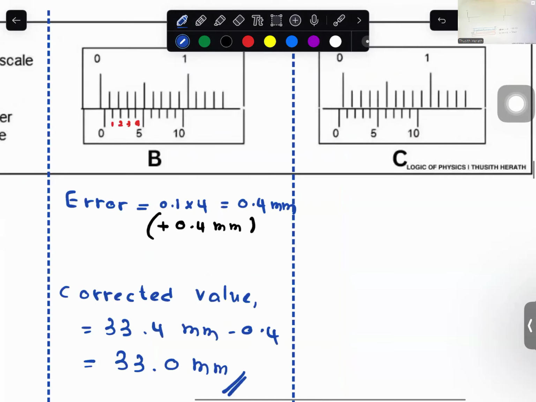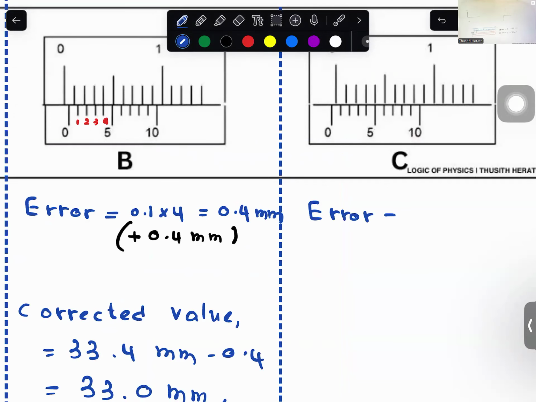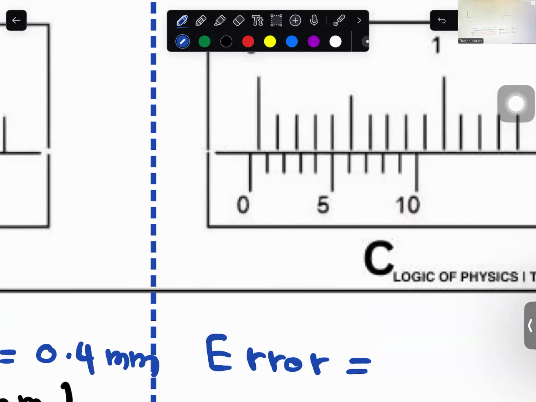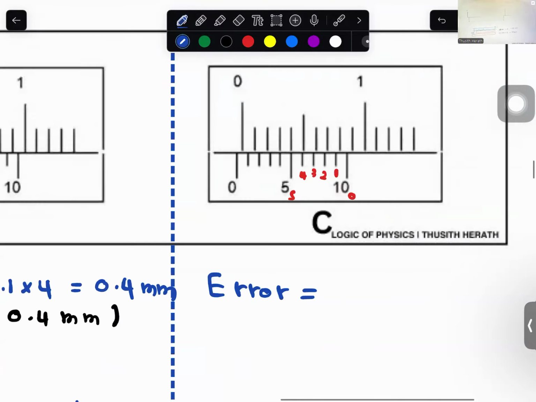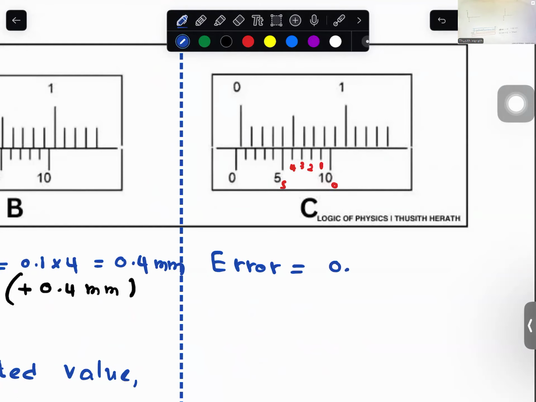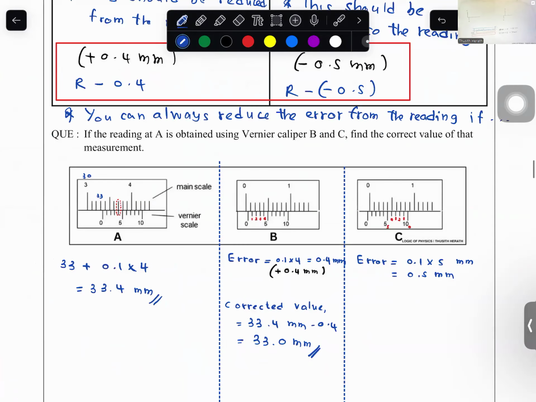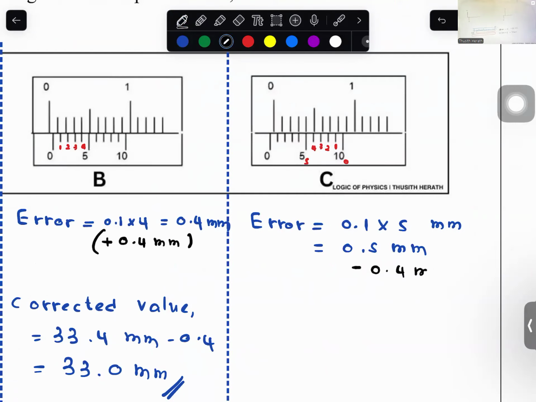The C instrument error. What about the error? This has a negative error. So if it has a negative error, it has gone to this side. If the vernier scale has gone to that left side, the amount it has gone is this one. So to get that, we have to number the vernier scale from here: 0, 1, 2, 3, 4, 5. Fifth one, right? So the fifth line is coinciding from the right. So 0.1 into 5, 0.5 millimeters. Since it is negative, we can write it as minus 0.5 millimeters.